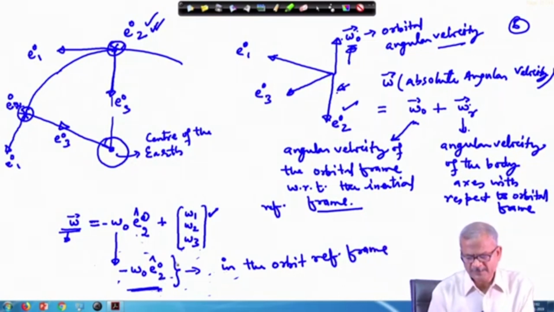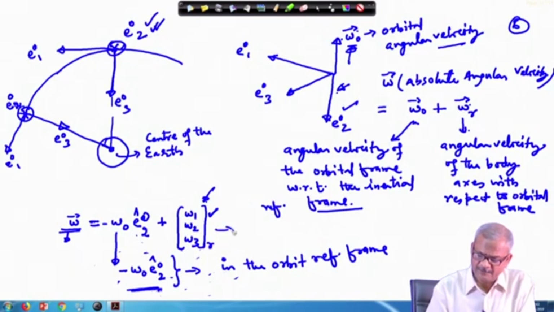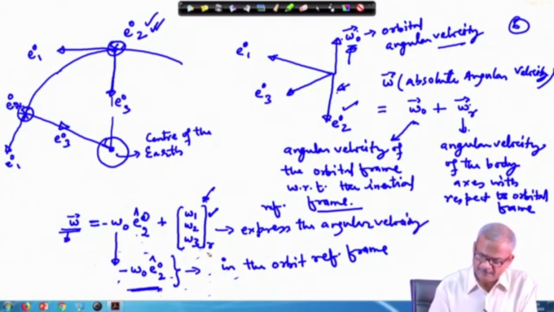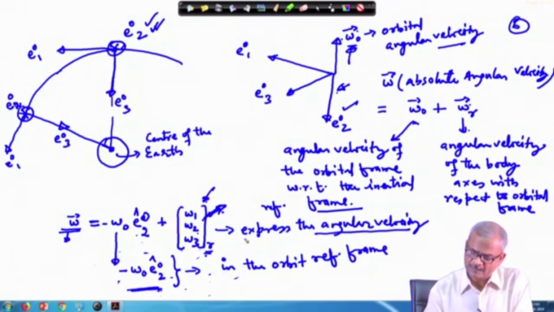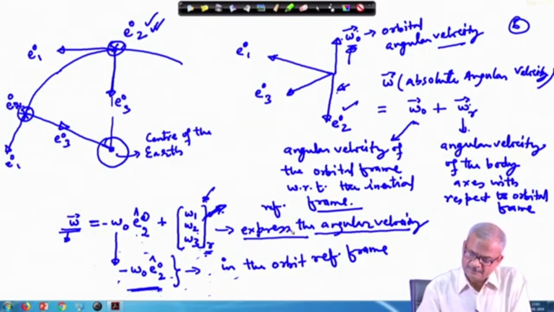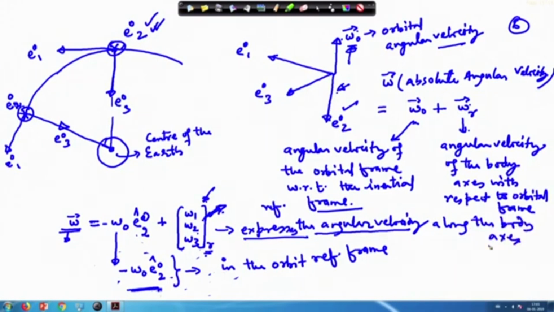What we are doing is expressing the angular velocity along the body axis. So, these are the angular velocity components with respect to the orbital axis, this particular part. This r stands for that, again reminding you. But these components are to be taken along the body axis. So, we have to express the angular velocity along the body axis, but here this is not along the body axis. Therefore, we need to convert it. Once we do the conversion to the body axis, our job is done.